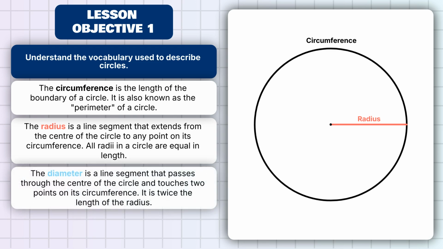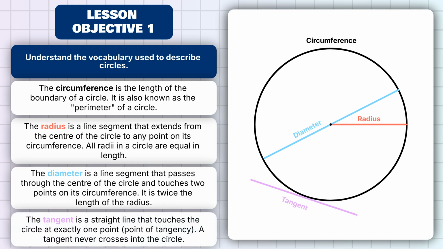Next, let's look at the diameter. The diameter is a line segment that passes through the center of the circle and touches 2 points on its circumference. It is twice the length of the radius. So, if you know the radius, you can easily find the diameter by multiplying the radius by 2.